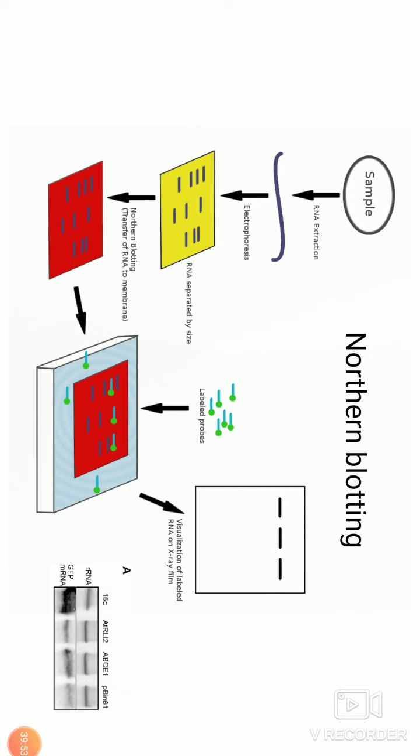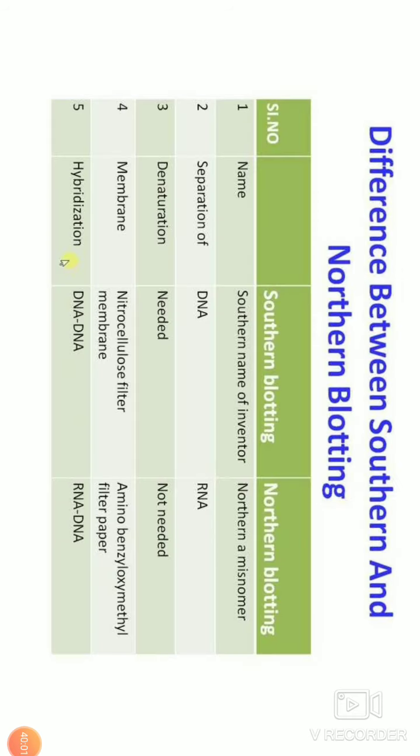Again, their probes are very specifically designed, so that they can bind to a one-in-a-million sequence. The difference between northern blotting and southern blotting is that southern blotting is separation of DNA, whereas northern blotting is separation of RNA. Southern blotting requires denaturation, because the separation. I did not mention one step.